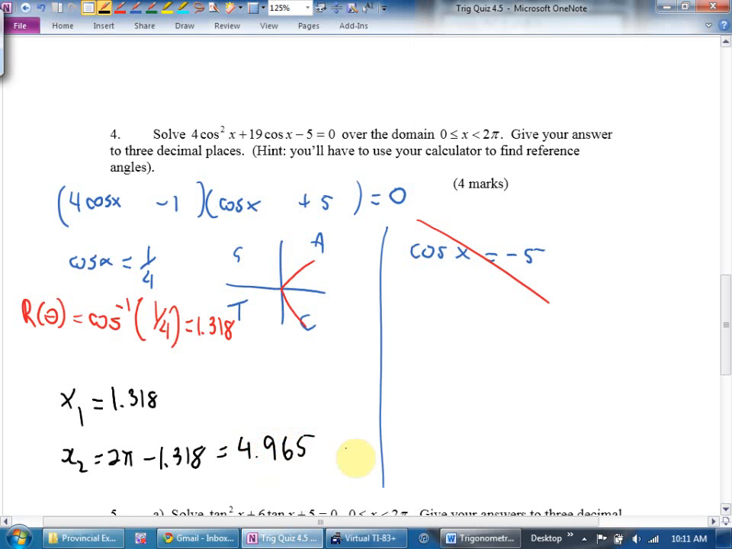If you got that, you get 4 out of 4. Otherwise, I would probably do something like this. One mark for that, one mark for that, one mark for crossing that puppy out. And I'd probably give you one mark if I saw the cast rule reference angle thingy.